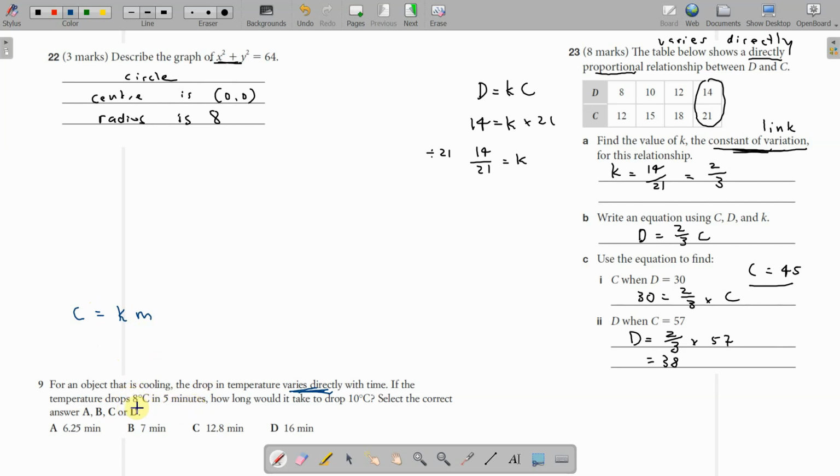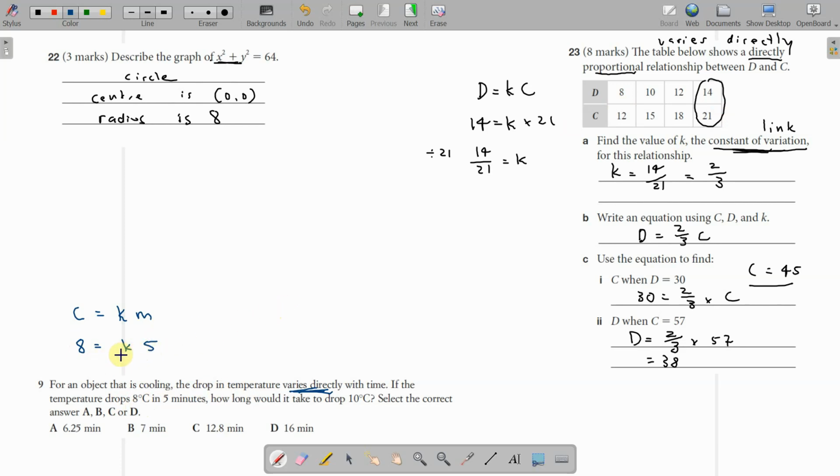And then this time it gives you one scenario only. This one we had 4 to pick from. This one we only got 1. That's okay. I only need 1. So we've got drop in temperature. Okay, so it drops 8 degrees. So temperature drop 8 equals K times the number of minutes, 5.